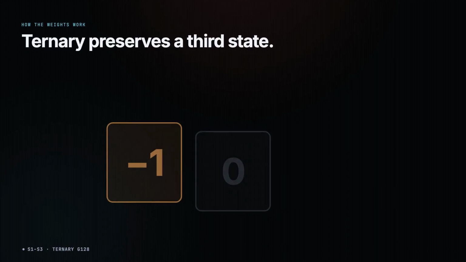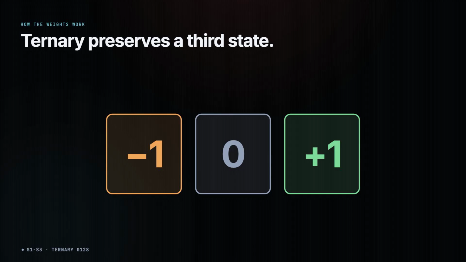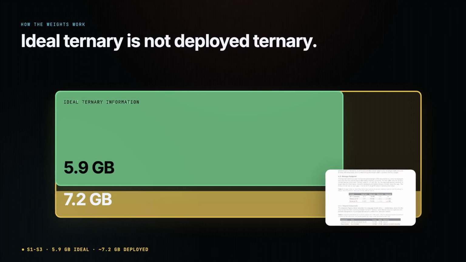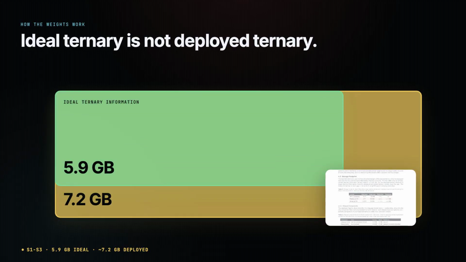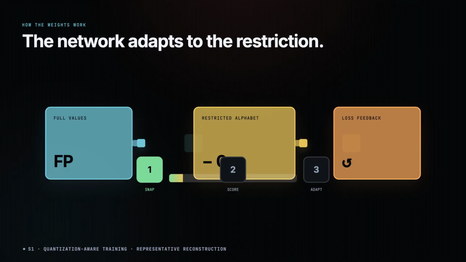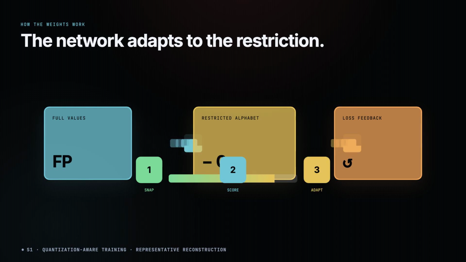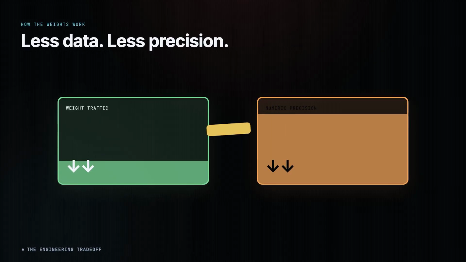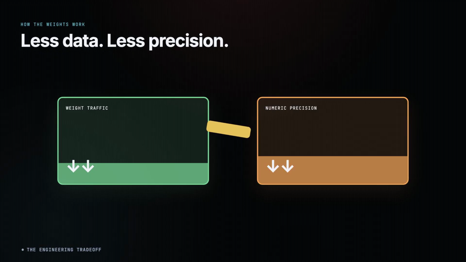Ternary weights choose -1, 0, or +1. 3 states preserve more information but cannot fit in 1 bit. Ideal ternary storage is about 1.71 bits per weight. Current packages use 2-bit slots and add alignment overhead. This is not blind conversion after training. Quantization-aware training lets the network adapt while its weights are forced into the restricted alphabet. The trade is fundamental. Fewer values move less data but narrow how precisely the network encodes transformations.